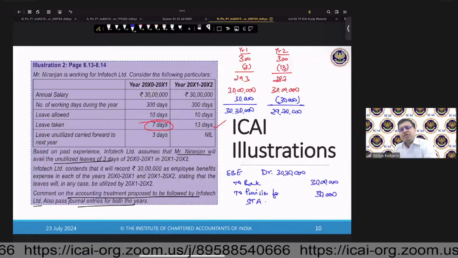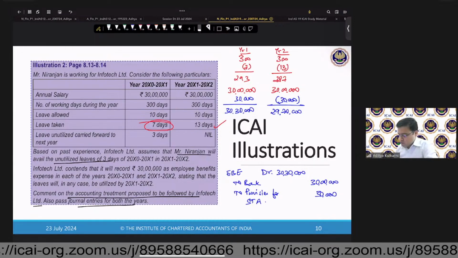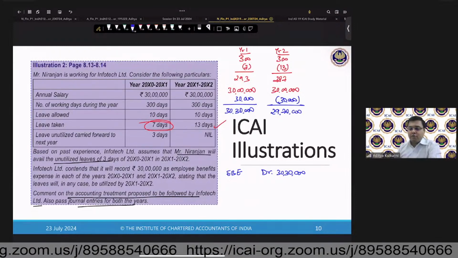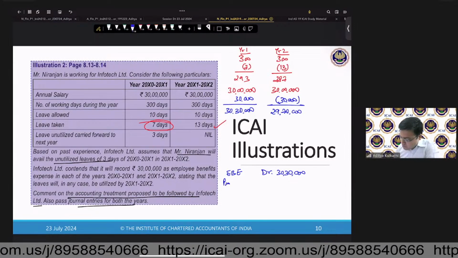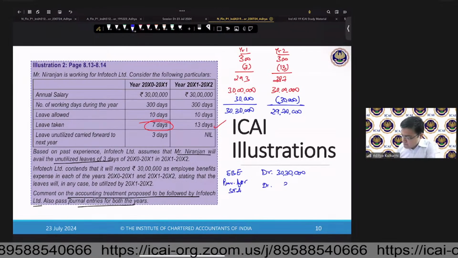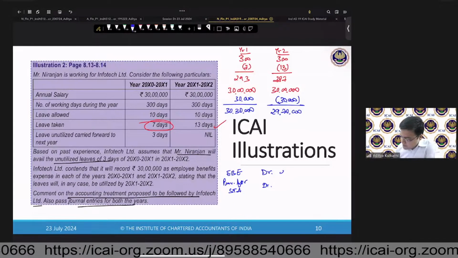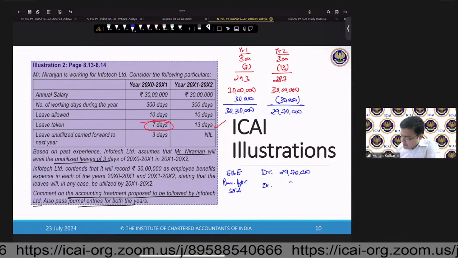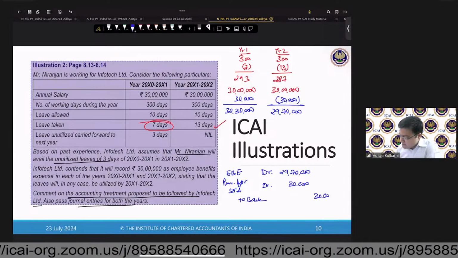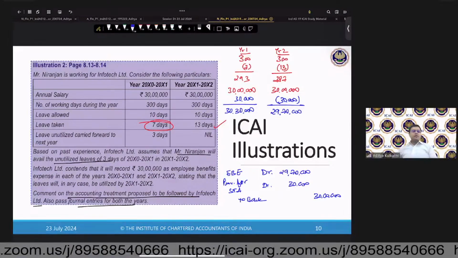Sir, if that is the case, payout will happen of 30 lakhs only, na? Yes, payout will happen of 30 lakhs. So at that point of time, the entry that you are going to pass is, you will reverse this provision. He has utilized the leave, so that provision gets utilized. Provision for short-term absence is debit, 29 lakh 70,000 to bank, 30 lakhs. Are we okay with this?